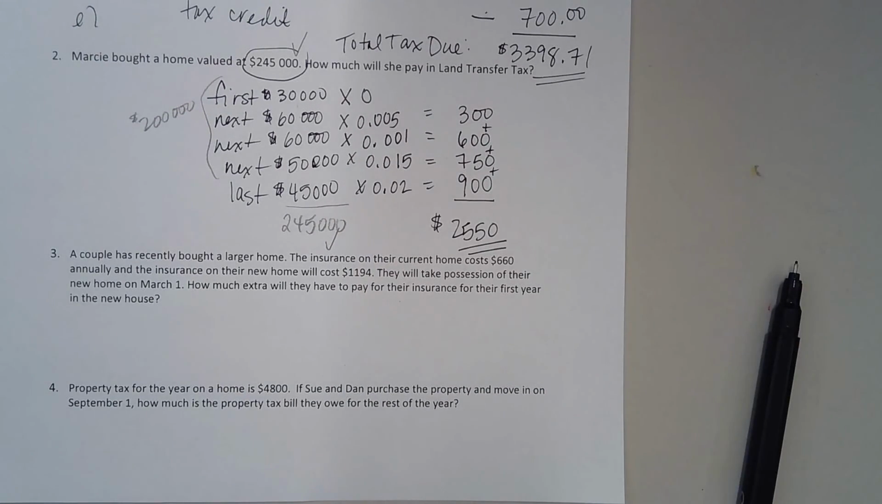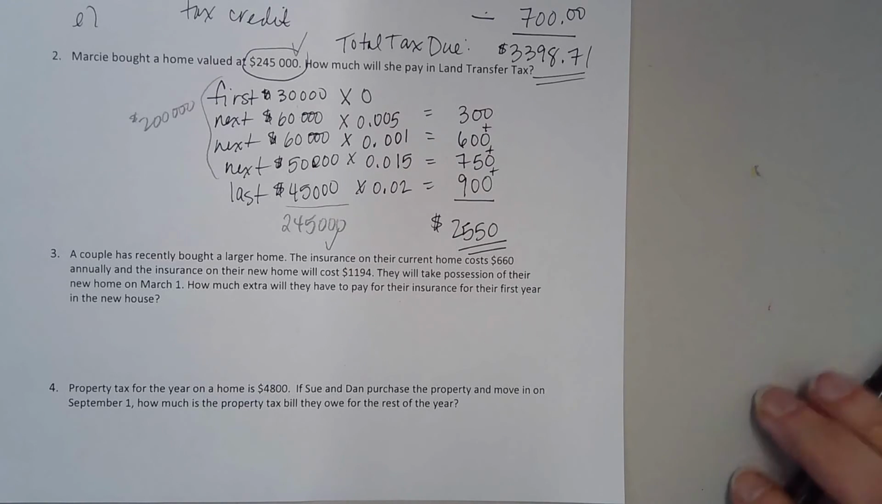Okay, a couple has recently bought a large house. The insurance on their current home costs $660, and the insurance on their new home will cost $1194. Why would their insurance go up? And they might have more stuff in it, right? They will take possession of their new home on March 1st. How many months would March 1st be of a calendar year?